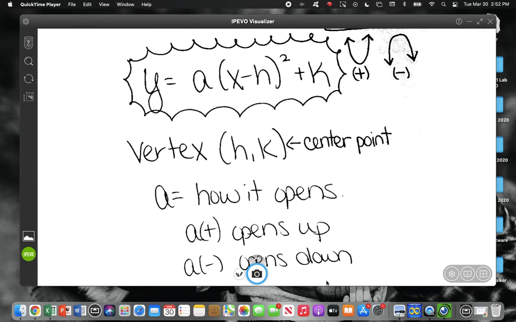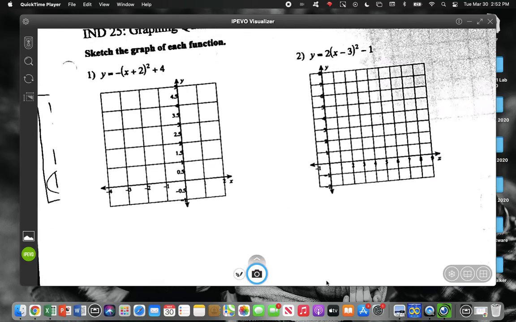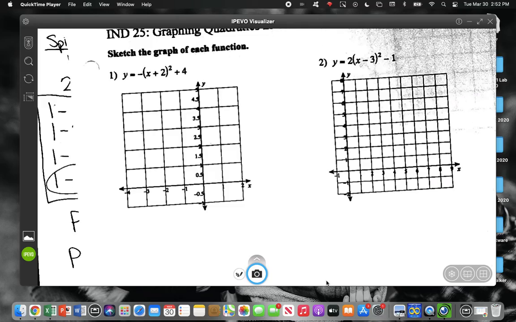I want you guys to go ahead and copy this somewhere. It can either be in your notebook, or you can add a page to Kami where you've downloaded the notes and examples for today, either one. But get this down somewhere because this is all important information, and we are going to use it to do a few examples. All right, so for our notes today, we are going to be graphing in vertex form.